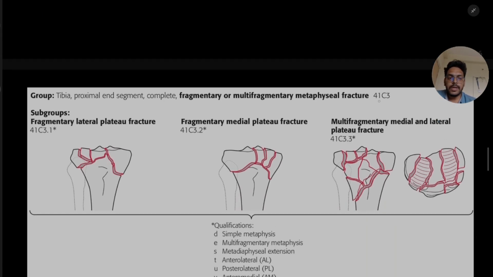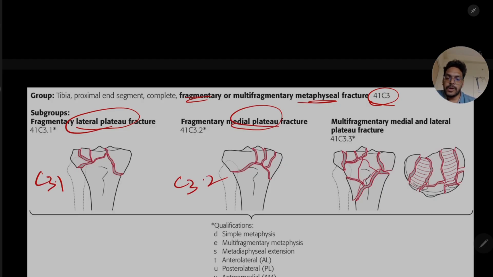Coming to the final AO classification, C3, both the metaphyseal and the articular parts are multifragmentary or fragmentary. If the lateral plateau is fragmentary, it is C3.1. Medial plateau, it is C3.2. Then multifragmentary medial and lateral, where both fragments are involved, it is C3.3.